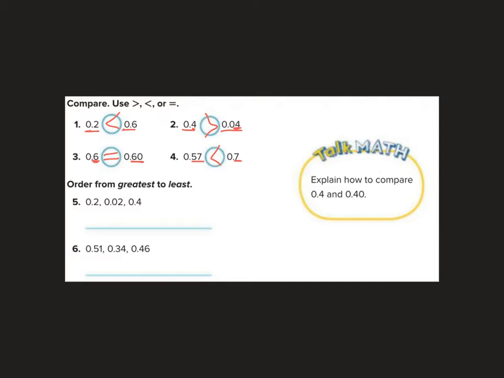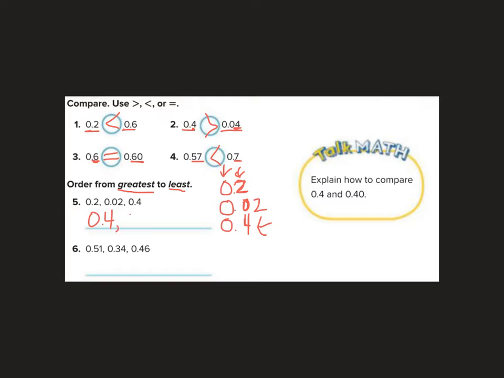Order from greatest to least. Now, this is what I need to see on your paper. Whenever we have 3, we're going to stack them. 0.2, 2 tenths. 0.02, 2 hundredths. 0.4. Okay, so I start with the ones, all the same. Go next to the tenths place. It says greatest to least. So the biggest one is going to be this one right here, because notice it is worth 4 dimes. This is worth 2 dimes. This has 0 dimes.